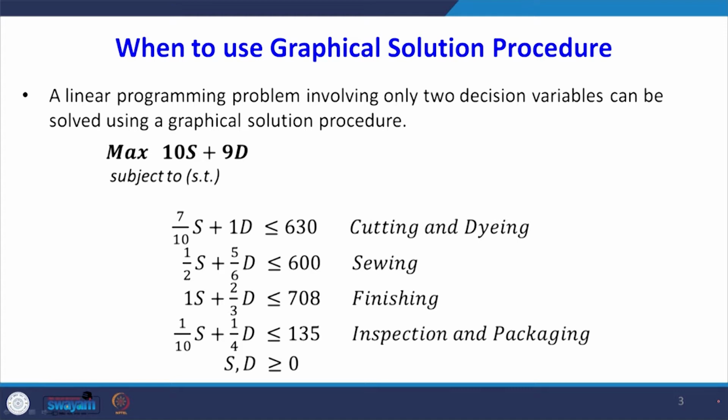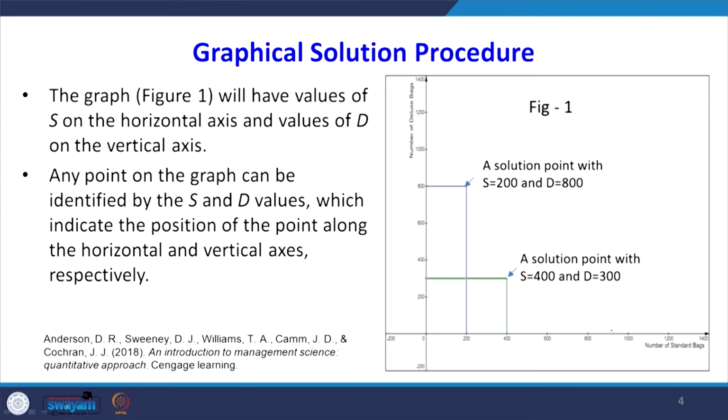A linear programming problem involving only two decision variables can be solved using a graphical solution procedure. So, this problem is maximization of profit equal to 10s plus 9d subject to 4 constraints. I will explain how to solve this problem using a graphical method. What is the graphical solution procedure?